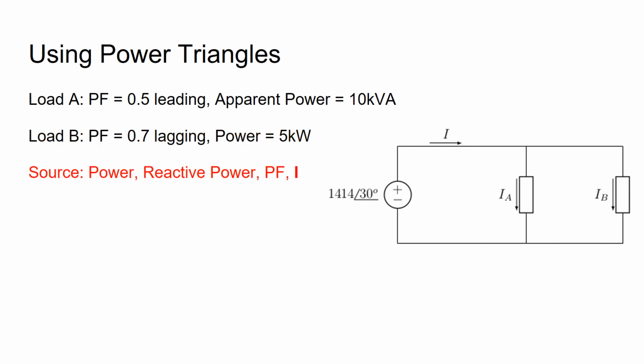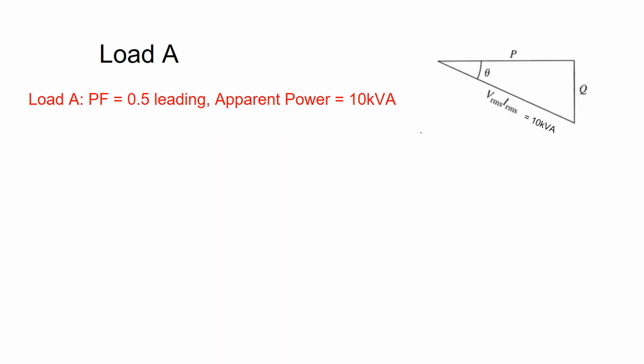Our goals are to determine the real power and the reactive power delivered to the circuit by the source, along with the power factor associated with the source and the phasor current I through the source. One approach to solving this is to find the real and reactive power associated with each element and add them up to find out what the real and reactive power are for the source. Let's consider load A first.